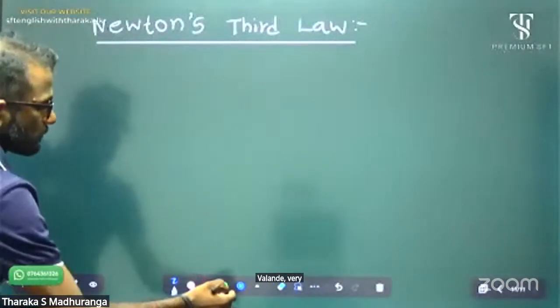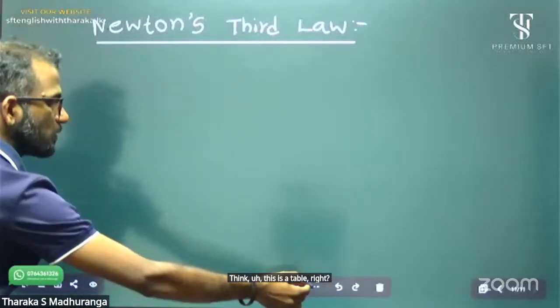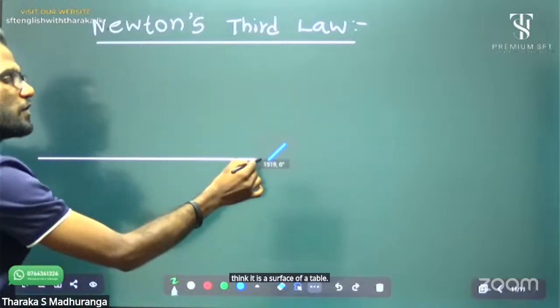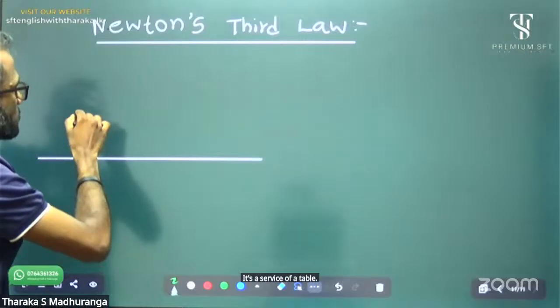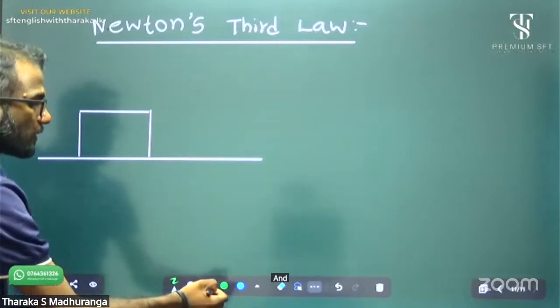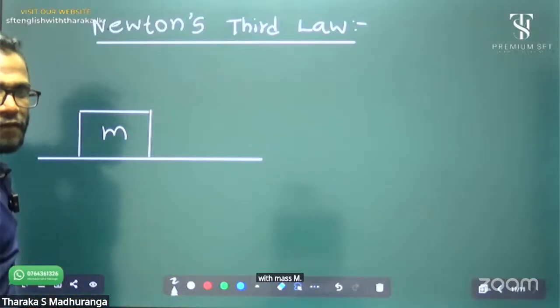Very important thing. Think this is a table, right? Think it is the surface of a table. And there is an object on the table with mass m.